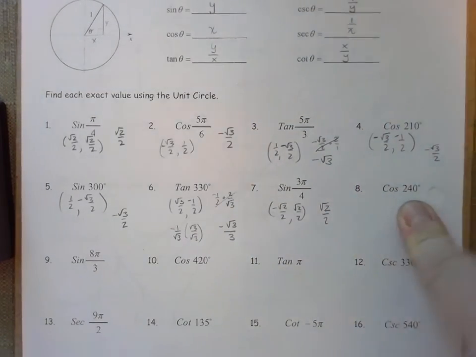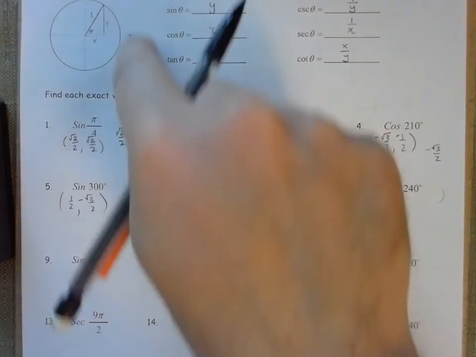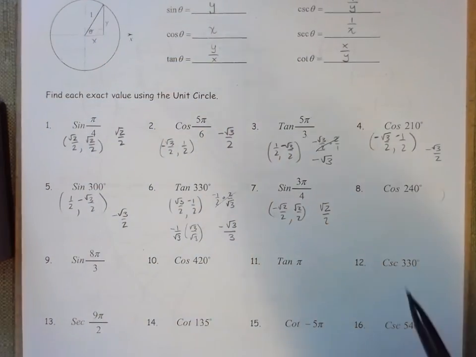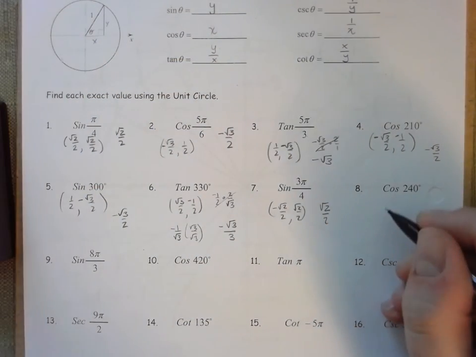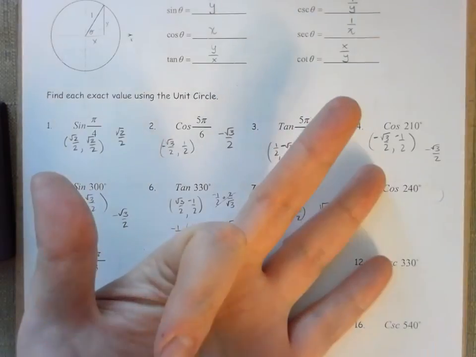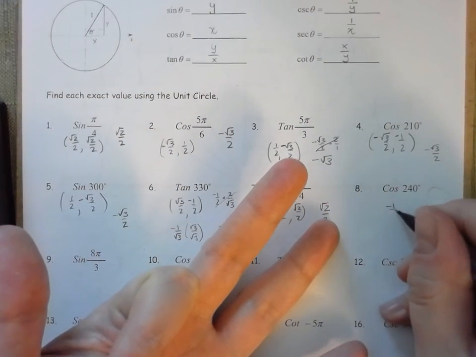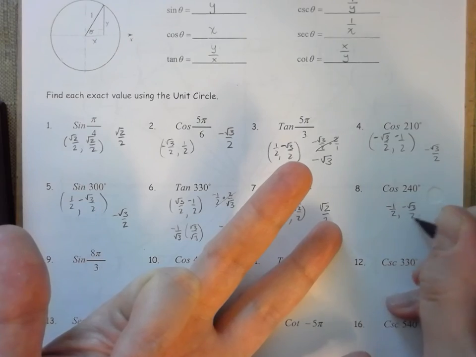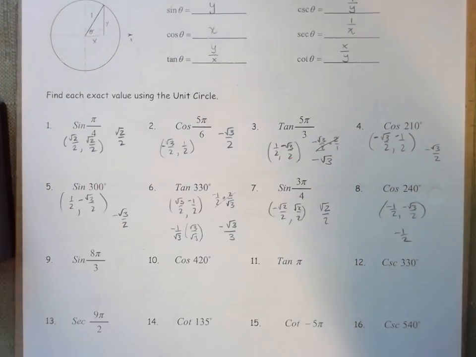Next, 240 degrees. 240 degrees has a reference angle of 60 in the third quadrant. Reference angle 60 in the third quadrant. Cosine is the x value of that point. So negative 1/2 is our solution.